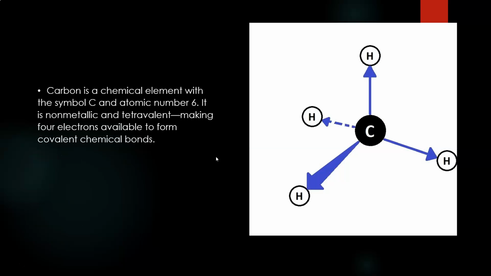Carbon is a chemical element with the symbol C and atomic number 6. It is non-metallic and tetravalent. Carbon can share its 4 electrons and form covalent chemical bonds, as you can see in the figure.